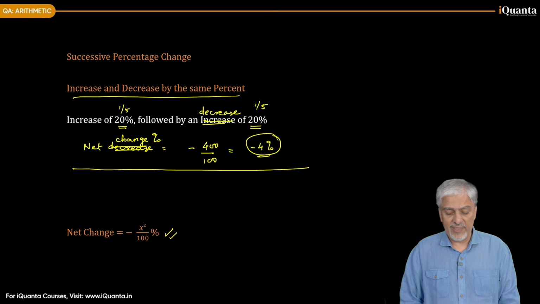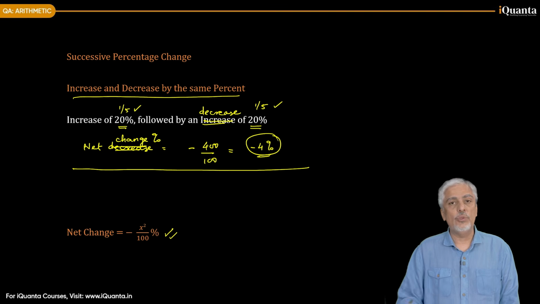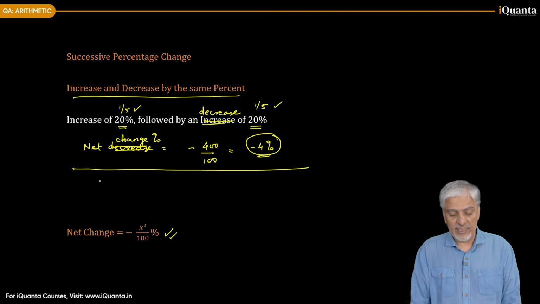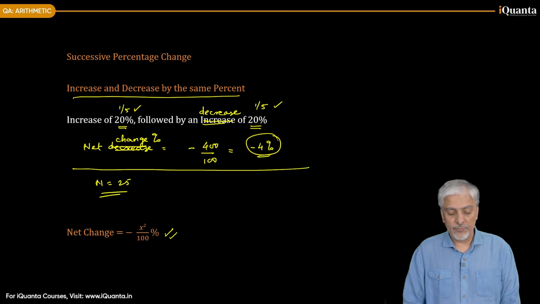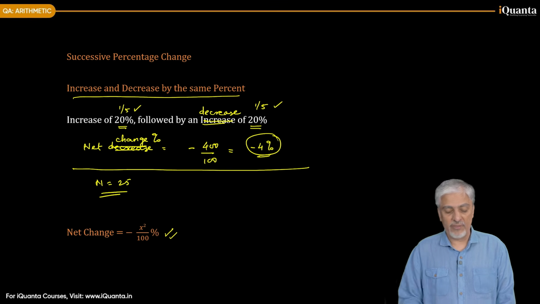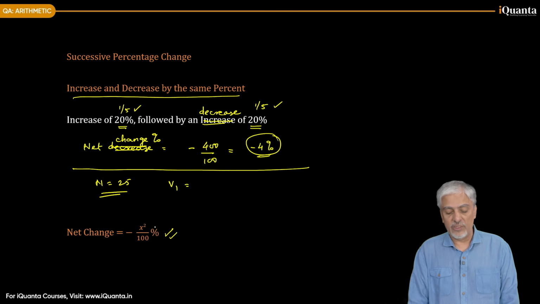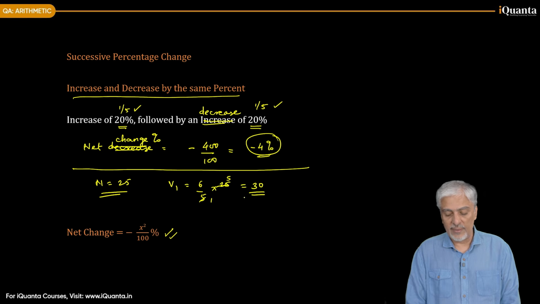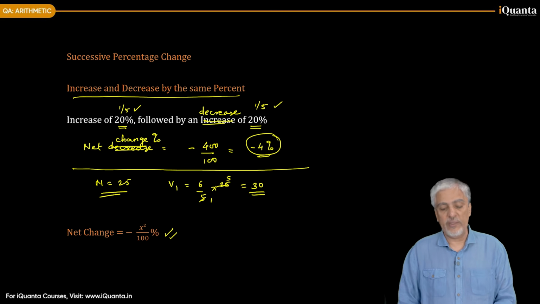So we could have also done the value method. That is, there's 1 by 5 and 1 by 5, one increase and one decrease. So I can start with the original number as 25 because 5 fives are 25. First, there's an increase of 1 by 5. So value 1, that is after the first change, an increase of 1 by 5 will make it 6 by 5 of 25, which will make it 30. It has gone up from 25.